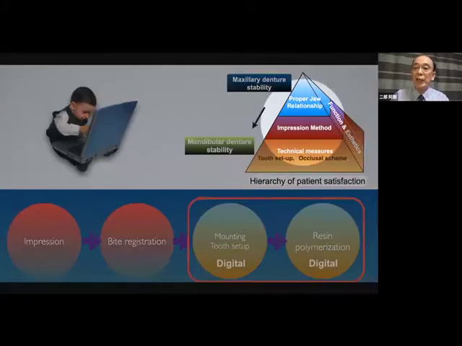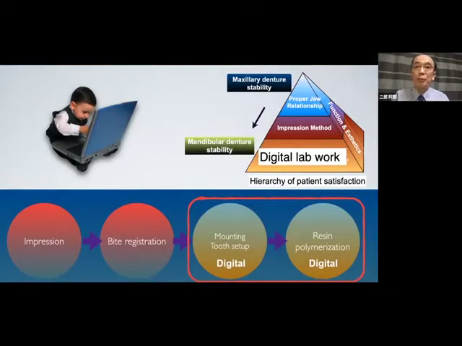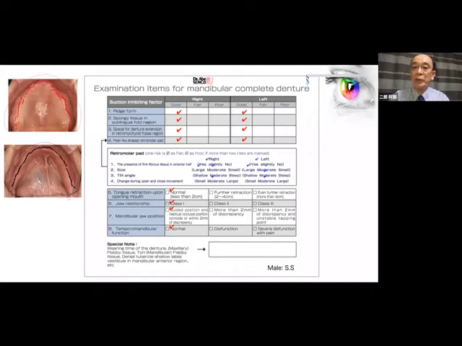So unfortunately, the technical part is in the third position, digital lab work as well. So I think if all processes and all skills are completely performed, we can reap the beneficial advantage of the digital denture technology. So let's move on to the main topics.